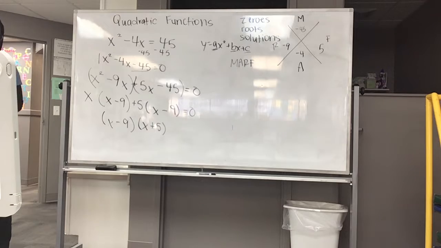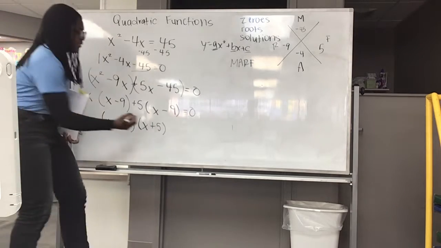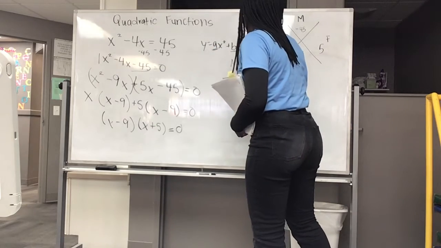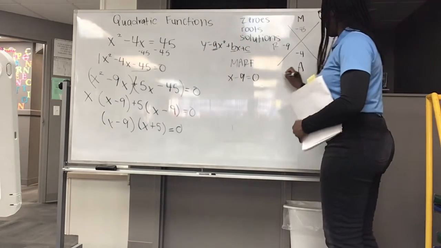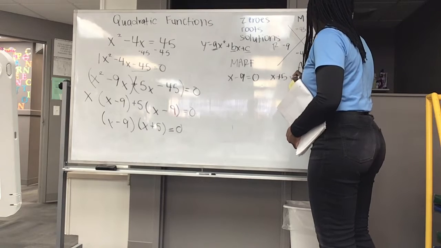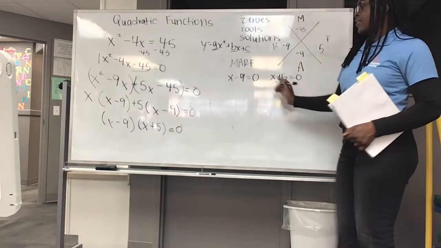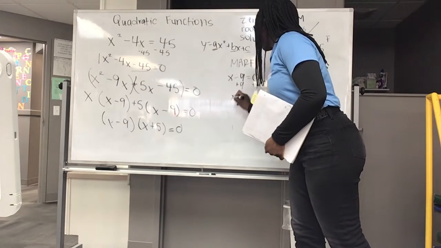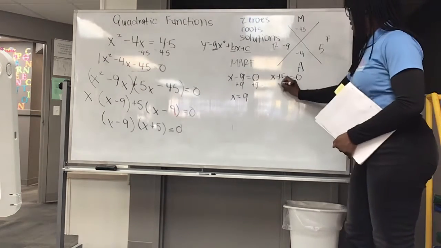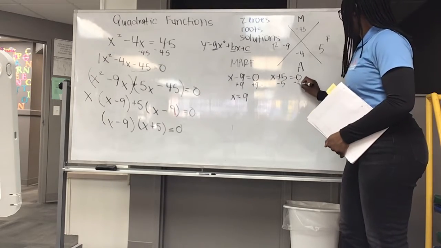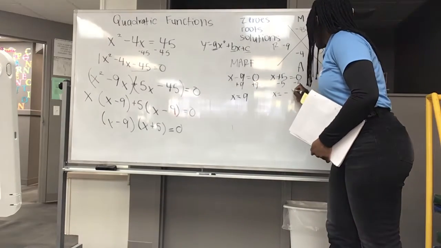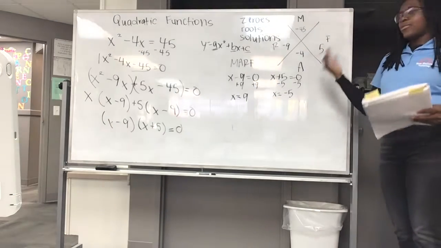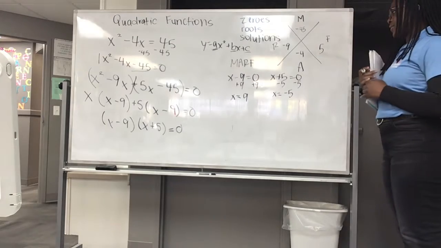And then lastly, I can set these two equal to 0. So I'm going to set x minus 9 equal to 0 and x plus 5 equal to 0. If I want to get x alone, what I do is add 9 on both sides. And so x equals 9, and then subtract 5 on both sides here, x equals negative 5. And so those are my two zeros, roots, or solutions for that quadratic function.